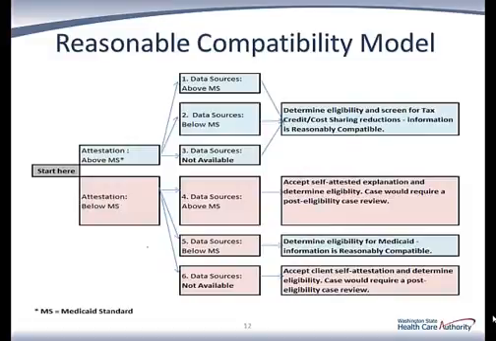This reasonable compatibility model demonstrates which cases will be selected for post-review. Cases are identified during the data match process and pulled for review. The first category of cases pulled is where the automated data match is above the Medicaid standard and the attested income is below the Medicaid standard.